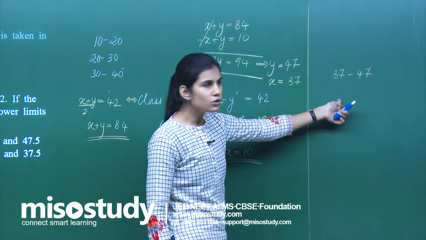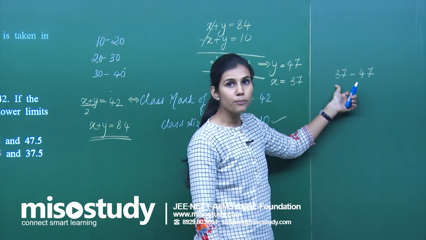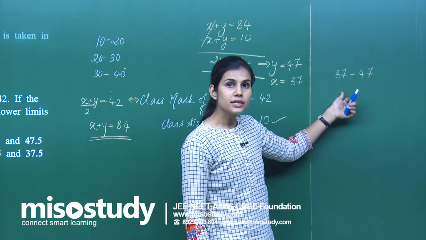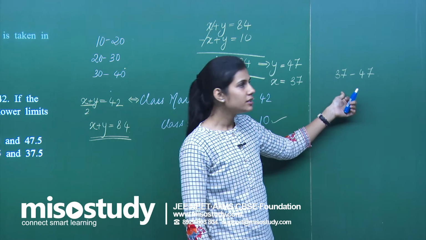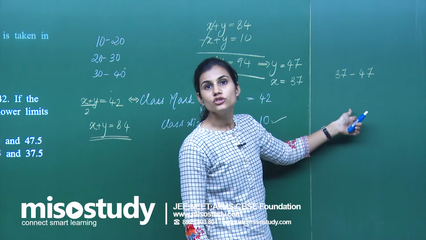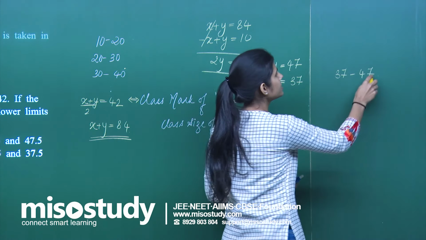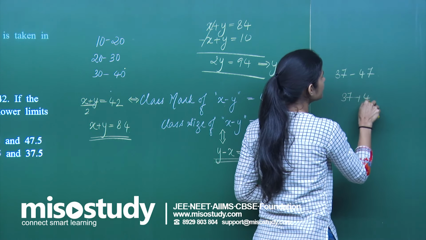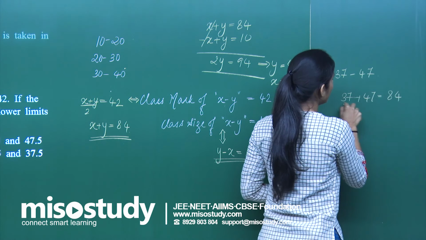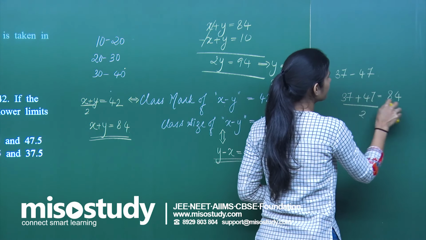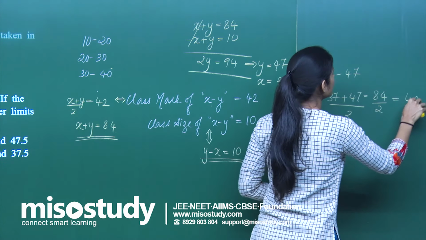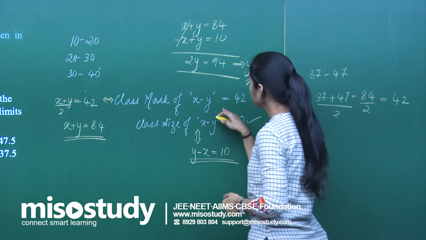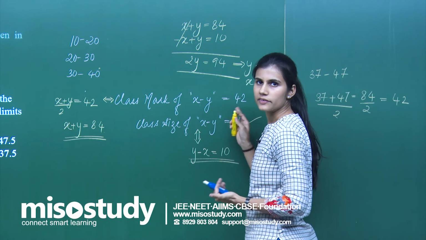Moreover, what is the mid value? 47 plus 37 upon 2. 47 plus 37 is 94. 94 upon 2 gives you what? 37 plus 47 is 84 upon 2. When you do, you get 42, and therefore class mark of 37 to 47 class interval is 42.